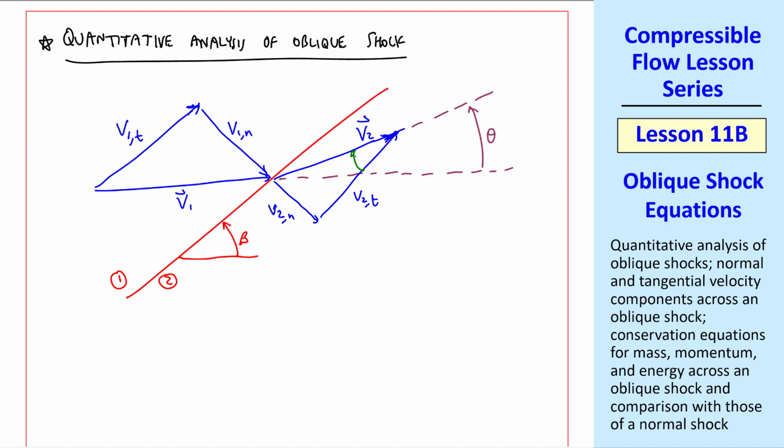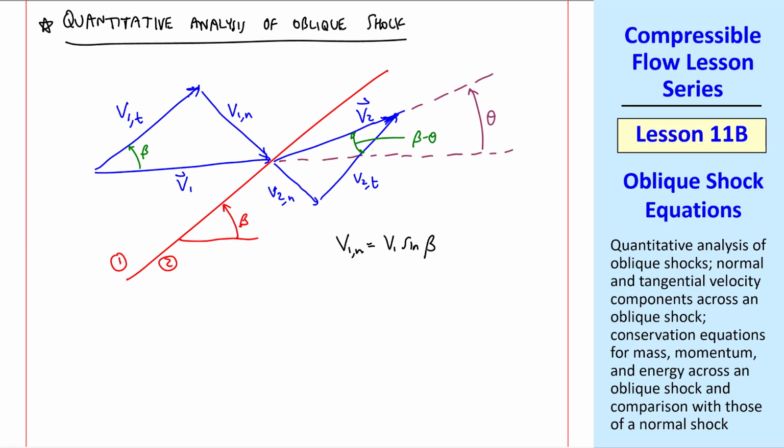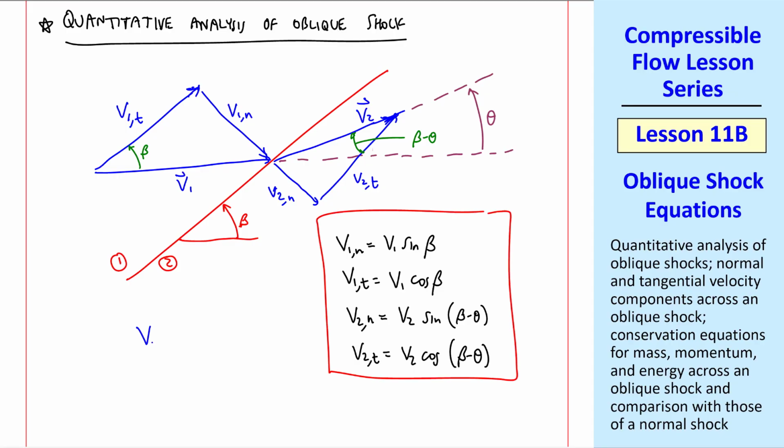Doing a little bit of trig, this angle is beta minus theta, this angle is beta. So we can write v1n equals v1 sine beta, v1 tangential v1t is v1 cosine beta, v2n is v2 sine (beta minus theta), and v2t is v2 times cosine (beta minus theta). But as I said, the tangential velocity components are not affected by the shock, so v1t equals v2t.